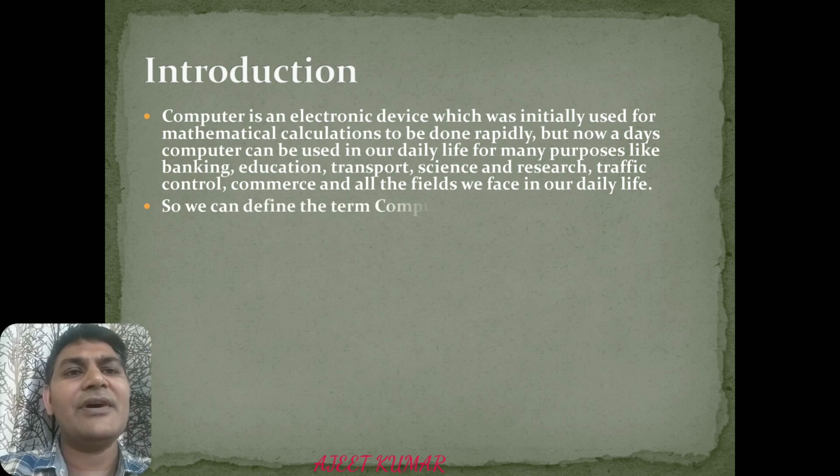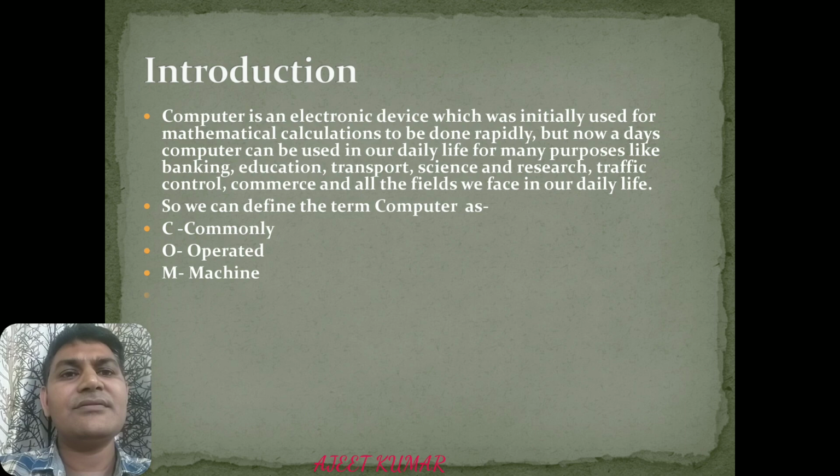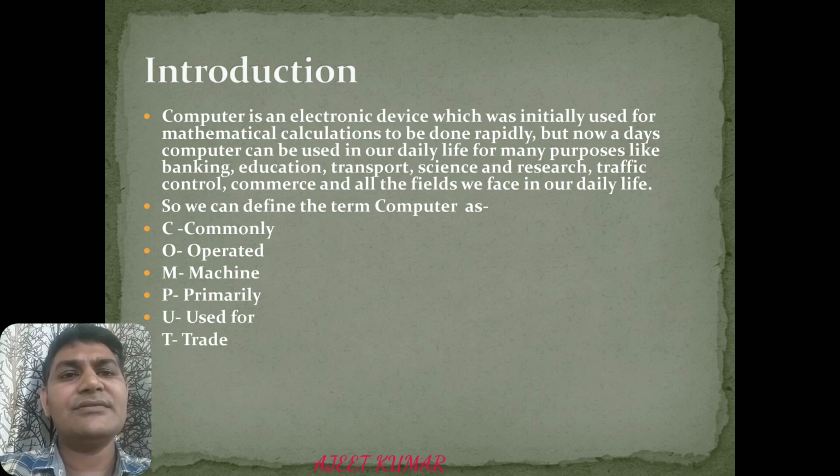So we can define the term computer as the full form of computer may be C, Commonly, O, Operated, M, Machine, P, Primarily, U, Used, T, Trade, E, Education, and R, Research.